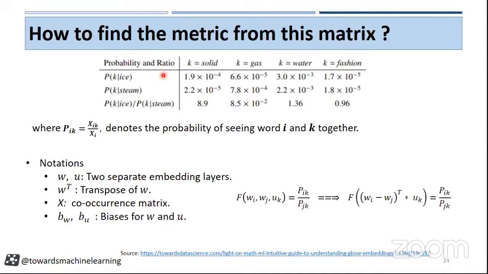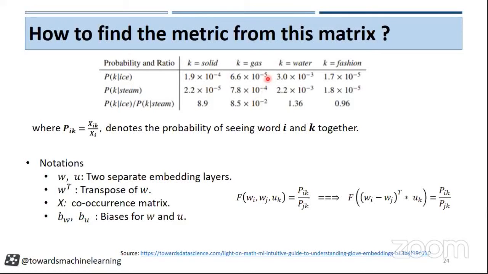But when you divide this probability by this probability, you should get a high value here. For ice, k should be solid, but steam is not a solid. So this probability should be higher than this probability, so the ratio should be greater than 1.